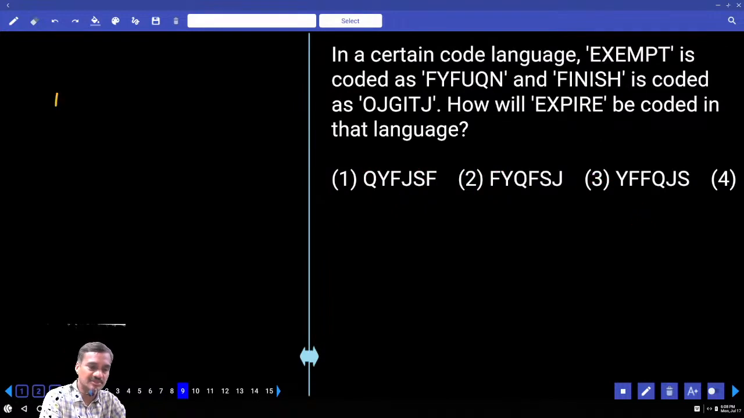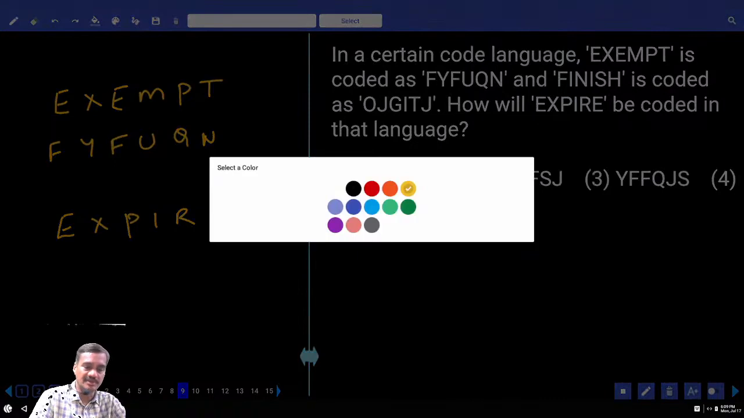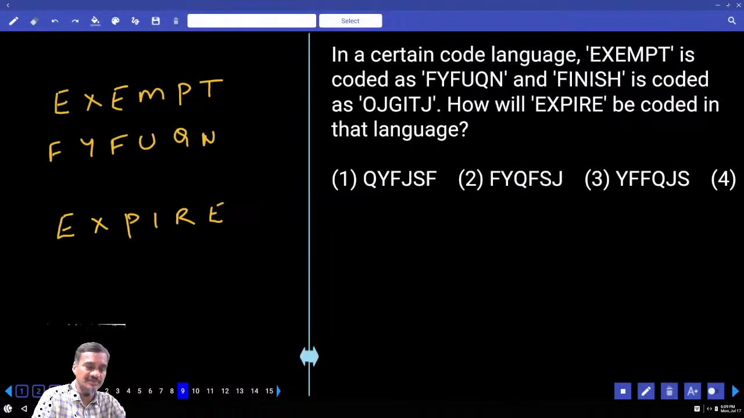Now exempt, E-X-E-M-P-T. And the code given to the word exempt is FYFUQN. FYFUQN. And in the same way, how will the word expire be coded? EXPIRE. Now in this case, E and F. E and F, what is the difference we have? E and F, the difference is plus 1.